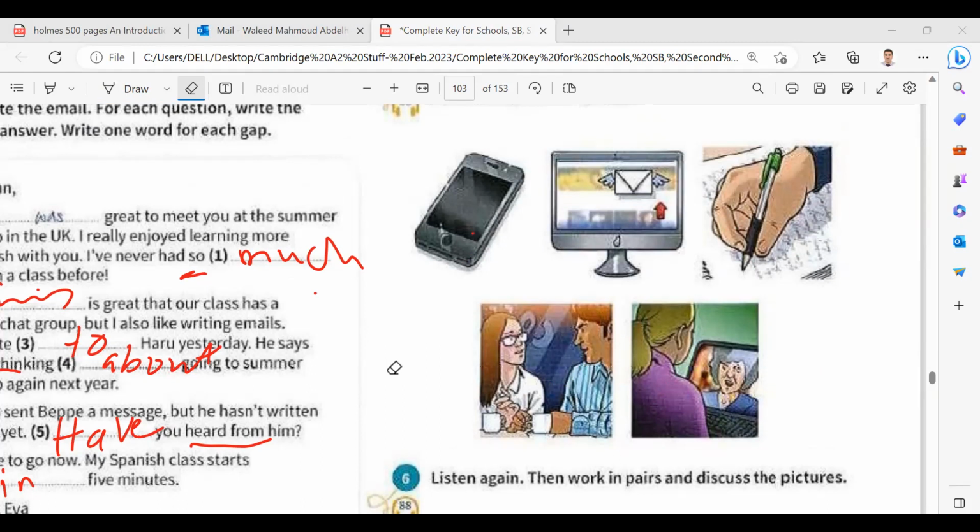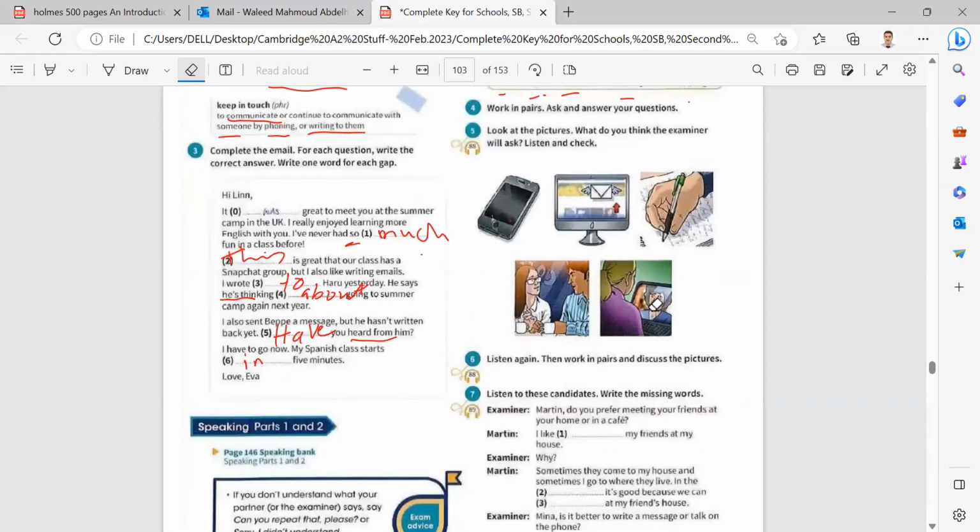Okay, Sarah. So this is part 2 questions. I'll give you 5 pictures like this, and we need to talk together, asking me and answering my questions. And you should say why. Why do you like these types of communication or not? You know, using a phone, using a computer, or sending an email, and so on. Okay, so now let's listen to the talk.